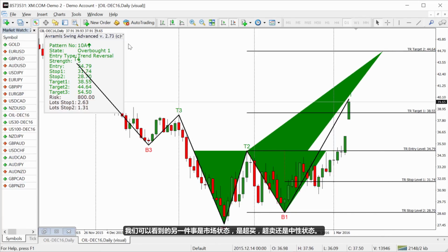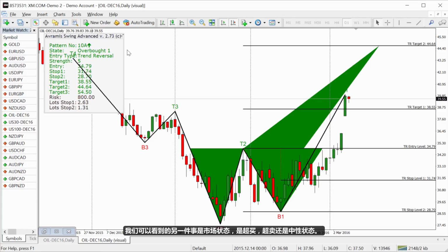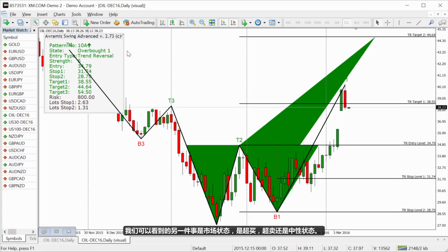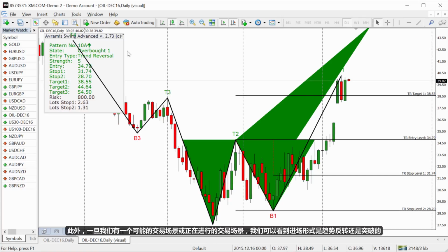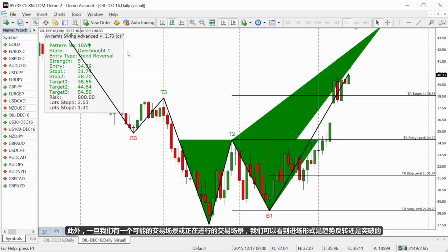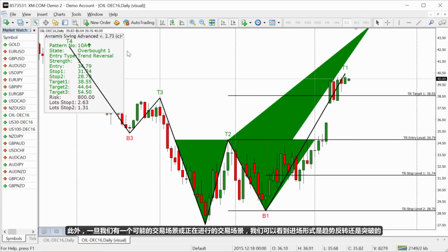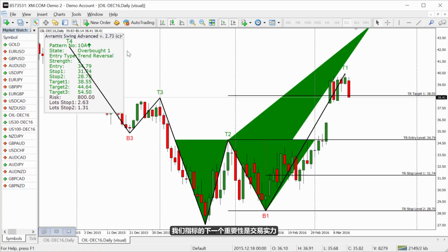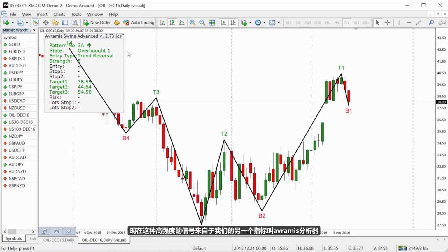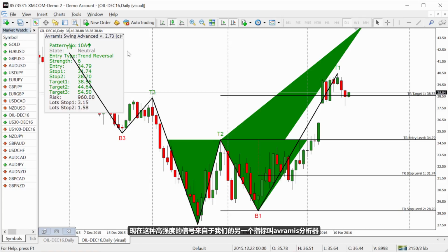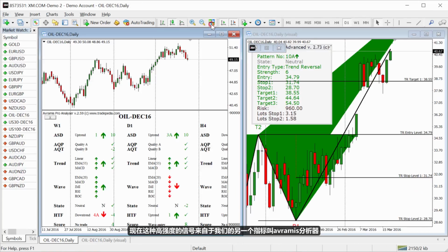The other thing we can see is the state the market is in, whether overbought, oversold, or in a neutral state. Furthermore, once we have a possible trading scenario or an ongoing trading scenario, we can see the entry type, whether it is a trend reversal or a breakout. The next important thing of our monitor is the trade strength. Now this strength signal comes from another one of our indicators called the Avramis analyzer.